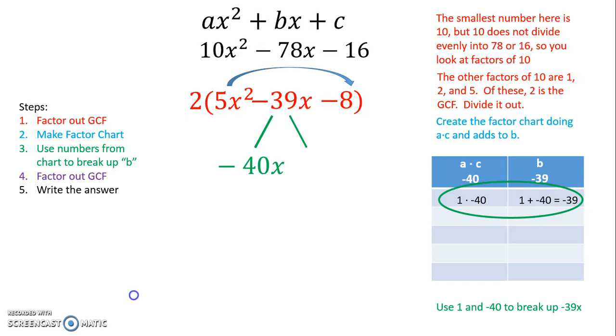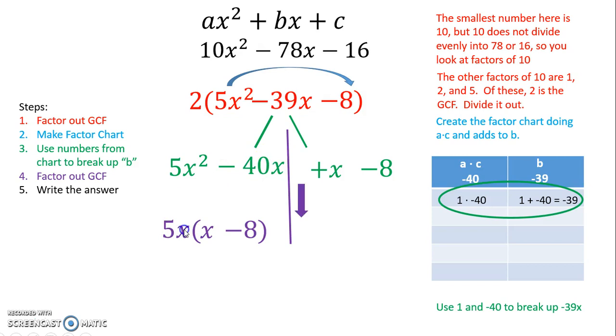I'm going to break it up using negative 40x plus 1x, bring down the 5x squared and the negative 8, split it down the middle, and factor out the left side. Okay, when I factor out the left side, I see that I have a 5 and 40. 5 divides into 40, so I'm going to factor that out along with a single x. So 5x squared divided by 5x gives me a single x. Negative 40x divided by 5x gives me minus 8. Bring down my sign in the middle, copy and paste, and then I need to figure out what goes here. x divided by x is 1, and then 8 divided by 8 is 1, so I'll place a 1 there.